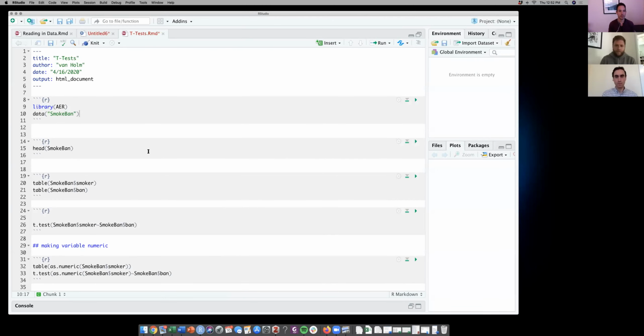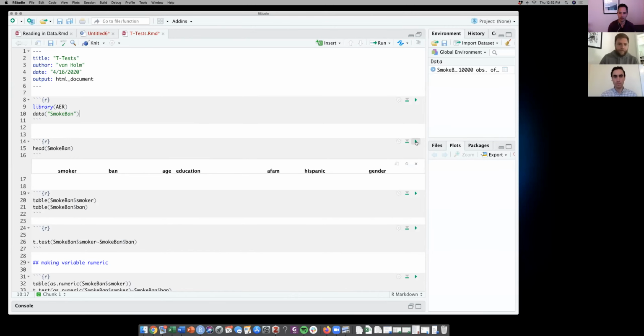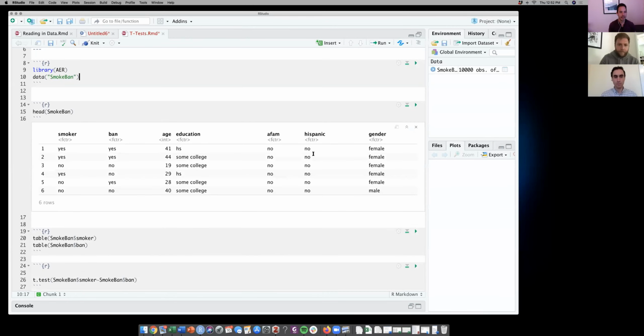What we're going to use is this data called smoke ban in the package AER. I'll read that in quickly, and we can take a look at the top few lines with head. This data has 10,000 individual observations looking at whether workplace bans on smoking make people less likely to smoke. It has information on whether the people are smokers, whether they work somewhere with a work ban, their age, education level, race, gender. So just a few characteristics that we can look at.